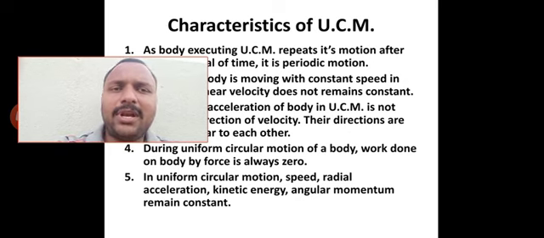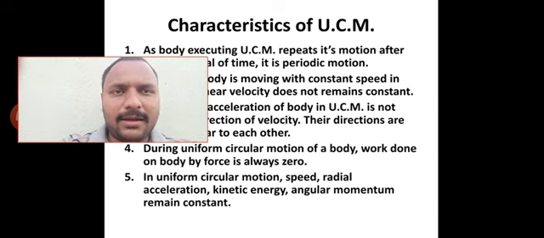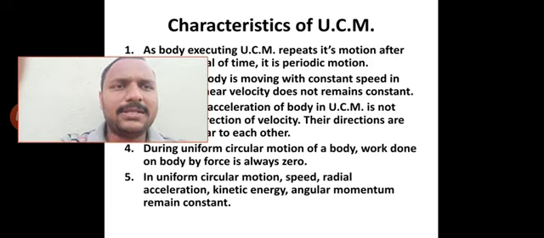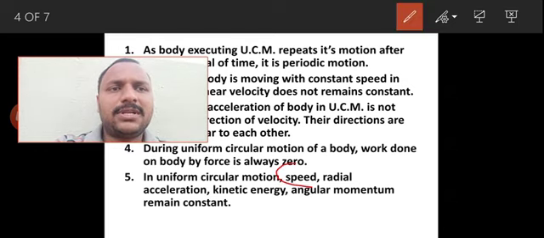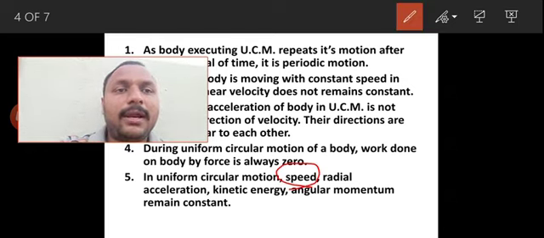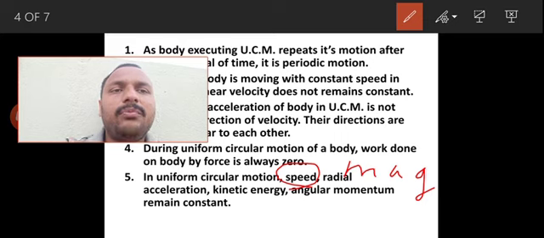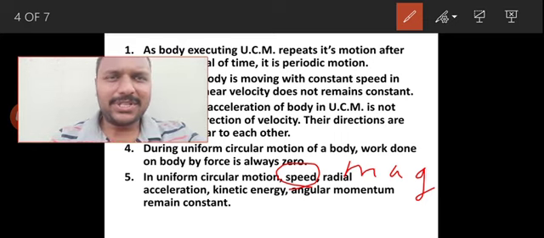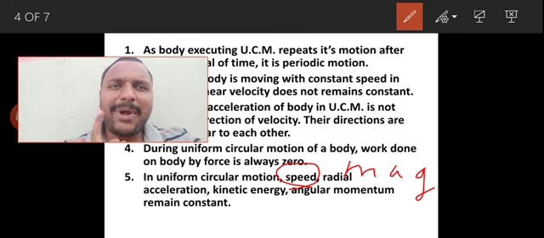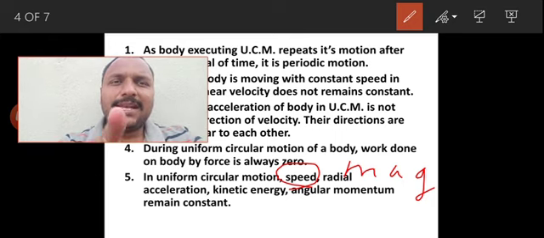Okay, then after that, next characteristic is in a uniform circular motion, speed, radial acceleration, kinetic energy, angular momentum remain constant. Here there is one concept in that. We can say that speed remains constant. Actually there is a definition. Radial acceleration, this is the magnitude of radial acceleration, remains constant. Okay, because we know the formula of radial acceleration, v square upon r. We already did the derivation, v square upon r, and the magnitude of the velocity is constant, radius r is constant.